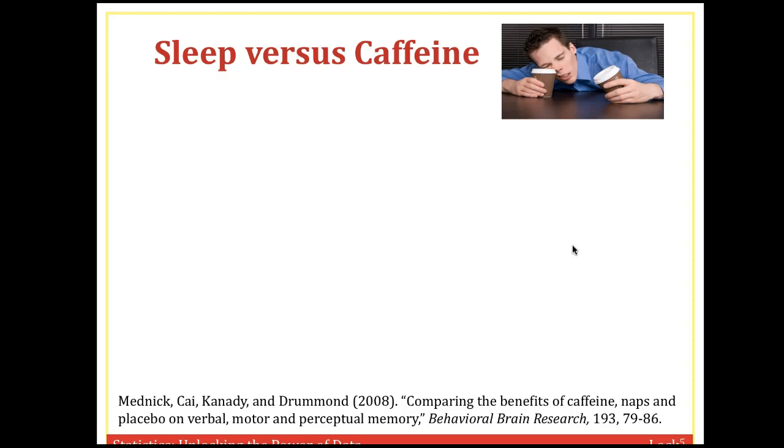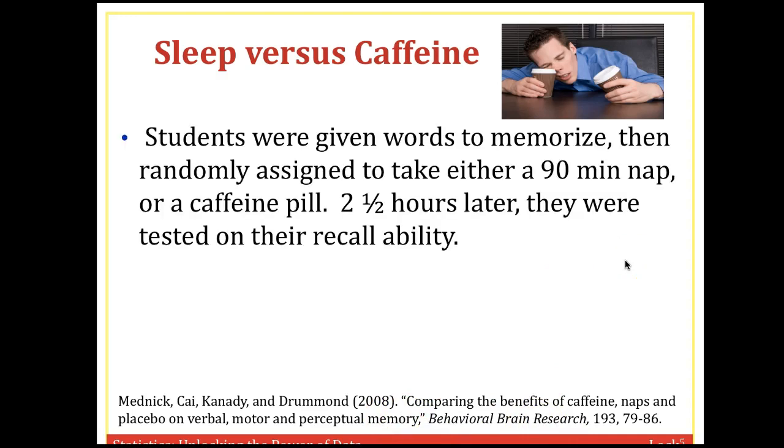All right, let's look at one more example. Sleep versus caffeine. This is a study done in 2008 comparing the benefits of caffeine, naps, and placebo on verbal, motor, and perception memory, from a research journal. Students were given work to memorize, then randomly assigned to either take a short nap or an hour-and-a-half nap, a caffeine pill, or a placebo.